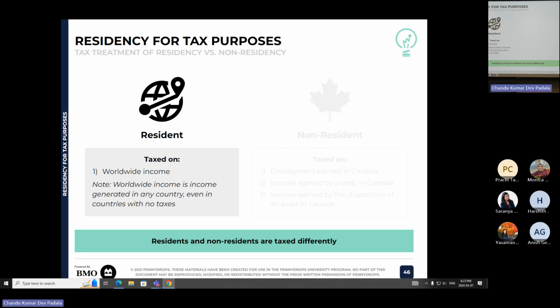So let's say you meet one of the two criteria and you're a resident. Now the question is, what exactly are you going to be taxed on? If you're a resident in Canada, you're taxed on your whole worldwide income. So if you have businesses in other countries or rental properties in other countries, for instance, the Canadian government is going to tax that money in Canada at Canadian tax rates, in most cases.